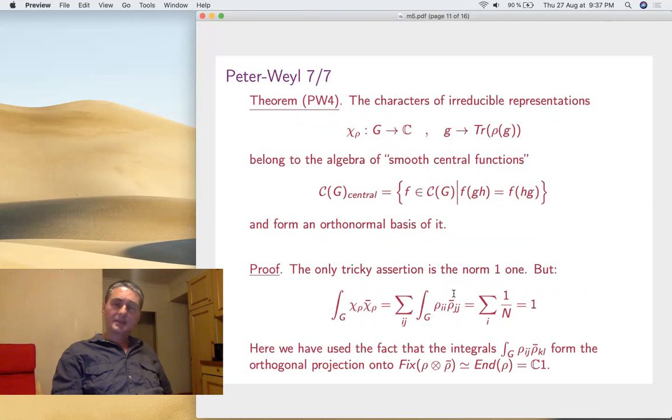Very good. Now, the final thing, Peter-Weyl 4. The characters, which are the traces as usual, belong to the algebra of smooth central functions. By central, I mean f of ag equals f of ga, and they form an orthogonal basis of it. The characters, of course, are central because trace AB equals trace BA. The only tricky thing is the norm 1 assumption, because orthogonality we know from Peter-Weyl 3. For norm 1, you integrate this, and once again, it's exactly as in the previous slide. We get some coefficients of some projection, which projects onto 1. So it's 1 over n times n, we get 1. Okay, so we're done with Peter-Weyl now, very good.